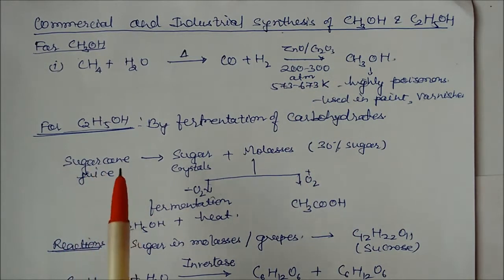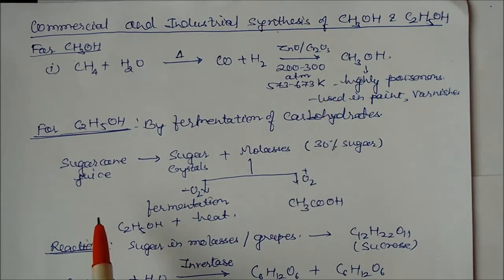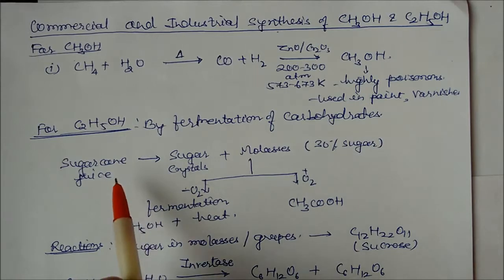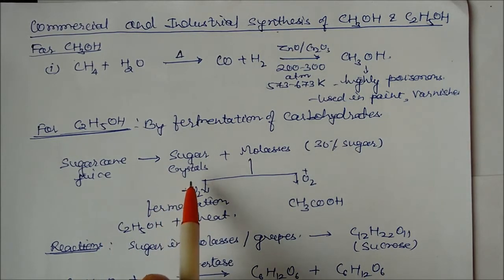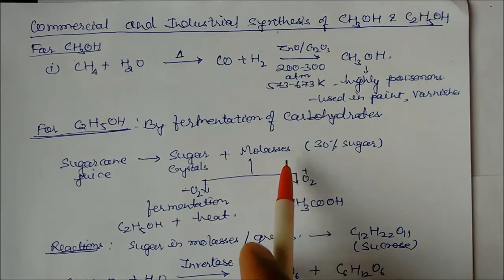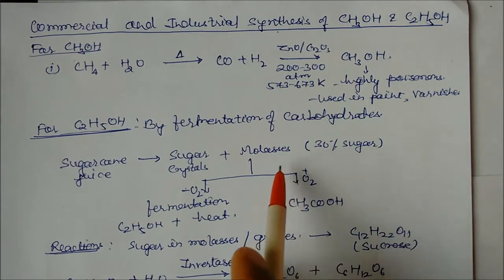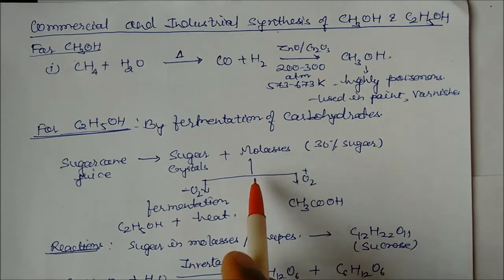Similarly, ethanol is produced by the fermentation of carbohydrates. For carbohydrates we normally take sugarcane juice. The sugarcane juice is first crystallized, so we take out crystals from the sugarcane, and the liquid left behind is called molasses. This molasses still contains 30% sugar, so we can still derive this sugar from the molasses. Here we will do two types of process.